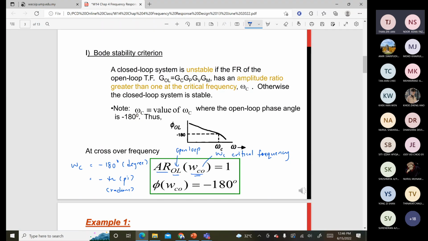If you have the amplitude ratio greater than 1, then your system will be stable. So AR must be greater than 1, then your system will be stable. So this means we need to find what our ωC is first. ωC occurs at negative 180. So we put the ωC into the AR equation and find the value of your AR. If it is more than 1, then we can say your process is stable.